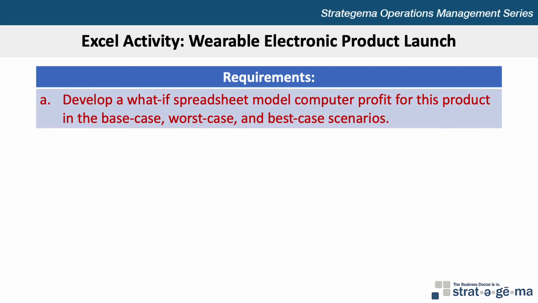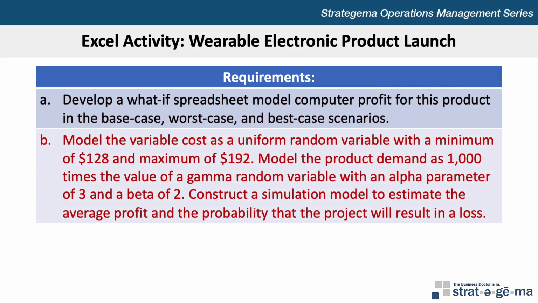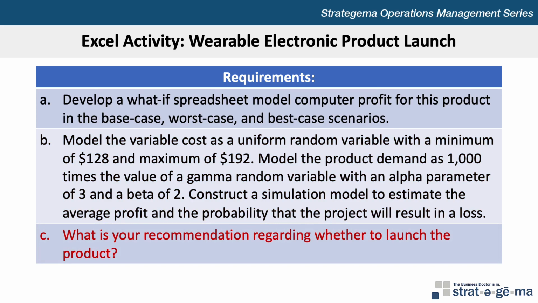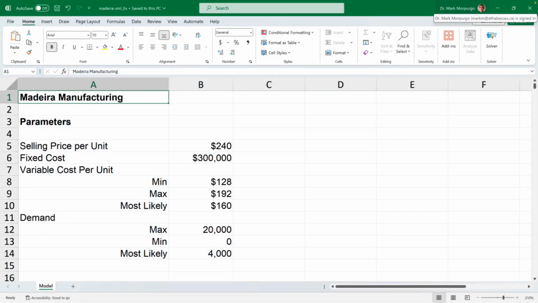For requirement A, we're asked to develop a what-if spreadsheet computer profit model for this product in the base case, worst case, and best case scenarios. Requirement B directs us to model the variable cost as a uniform random variable with a minimum of $128 and a maximum of $192. Model the product demand as 1,000 times the value of a gamma random variable with an alpha parameter of 3 and a beta of 2. And construct a simulation model to estimate the average profit and the probability that the project will result in a loss. Requirement C asks for a recommendation regarding whether to launch the product. Let's open up our downloaded Excel data file and complete the requirements.